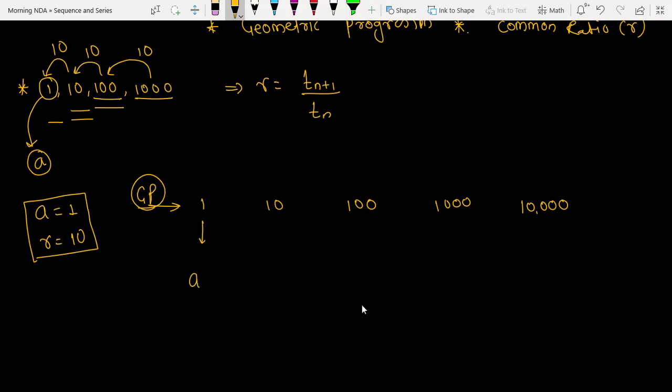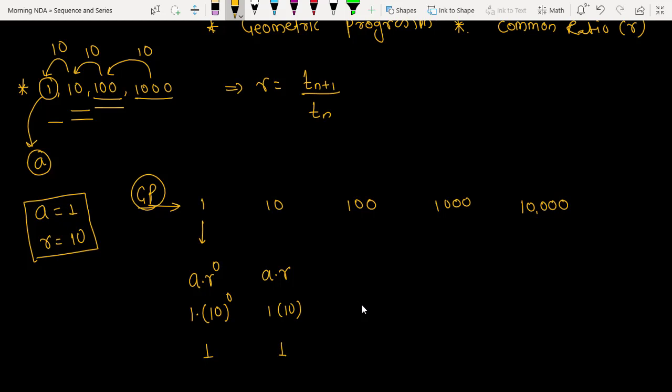This is nothing but A into R to the power 0. A is 1, R is 10, 10 to the power 0 is 1, so 1 into 1 is 1 only. This 10 can also be written as A into R. A is 1 and R is 10, so it becomes 10. Are you getting the point?